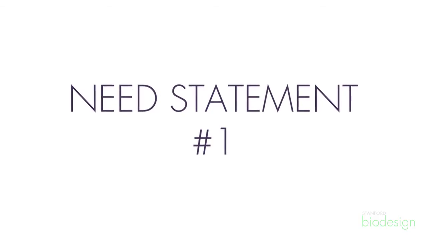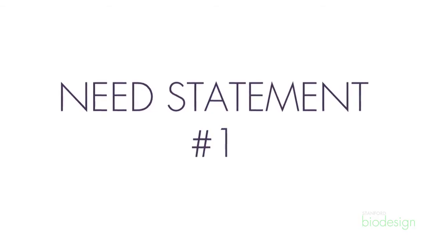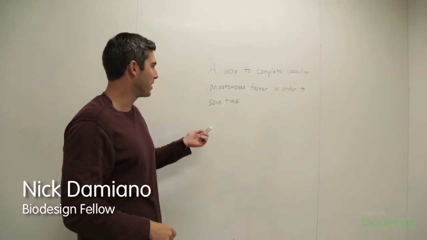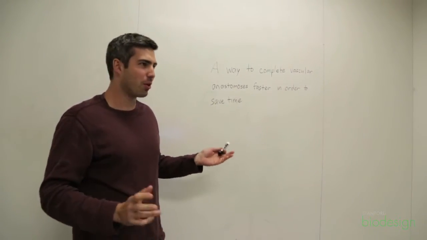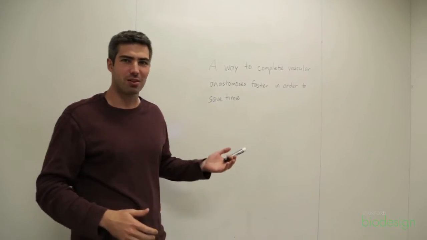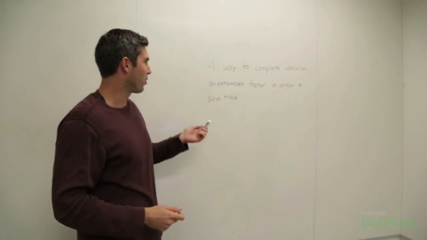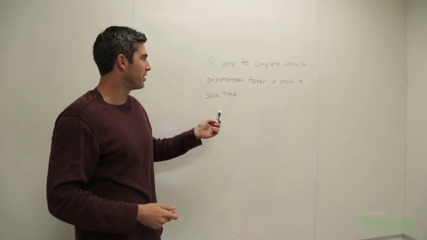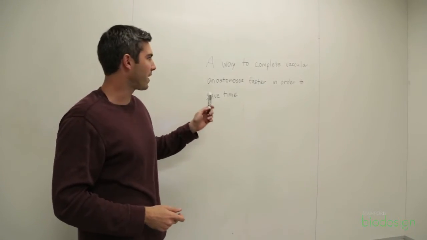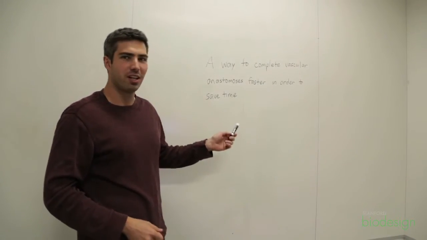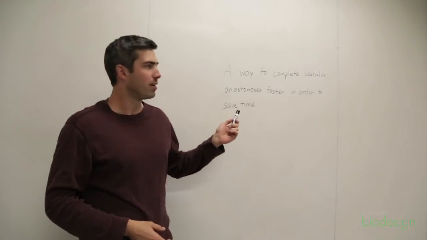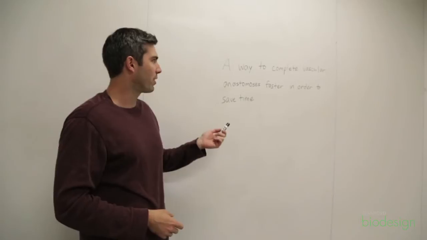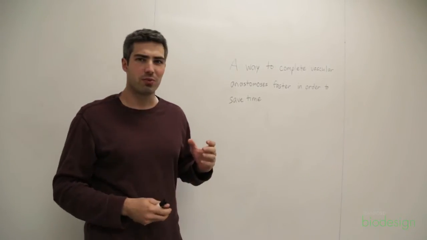So I was observing a procedure the other day, and I saw that the surgeon took about 15 minutes just to do one anastomosis. And I've heard that OR time is so expensive, it's about $60 a minute. So I thought it was a good need to have a way to complete vascular anastomoses faster in order to save time.